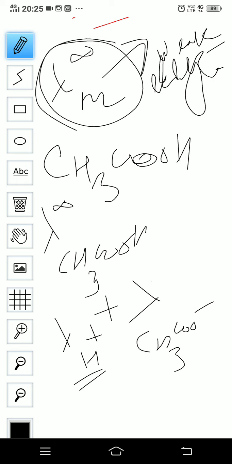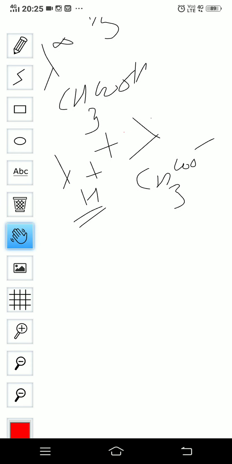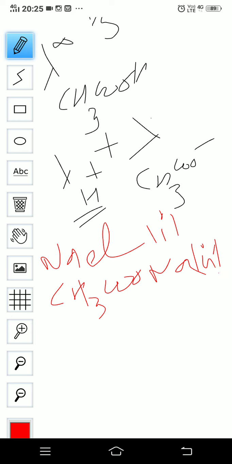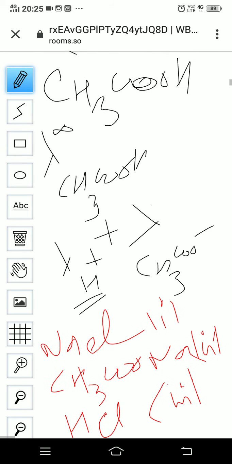So in this case, we take 3 particular strong electrolytes. Those are NaCl, CH3COONa, the sodium acetate, and one more, HCl. This is number 1, number 2, and number 3. We have to arrange these 3 compounds in such a manner that I can get the CH3COO minus value.